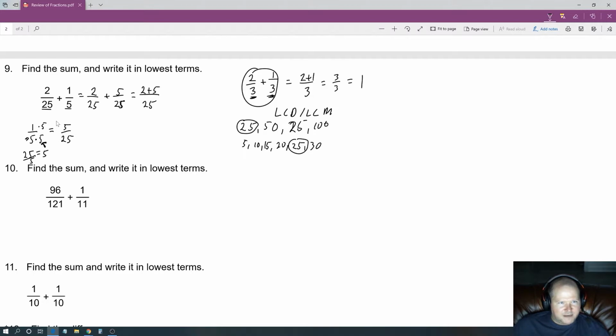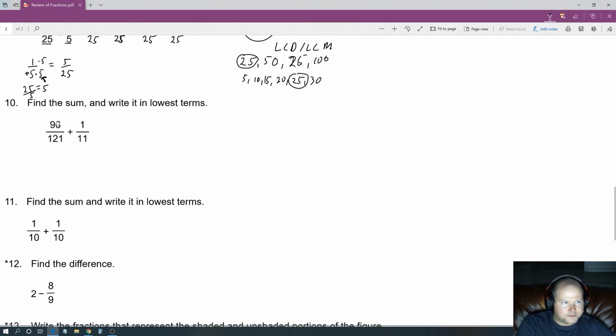So I say 2 plus 5 is 7, and that's over 25. Now, at this point, I would try to reduce this, but there's no common factor between a 7 and a 25 besides 1, right? I can divide 7 by 1 and 25 by 1, because you can divide anything by 1. But that's all I can divide it by, right? I can divide 7 by 7, and I can divide 25 by a whole lot more, but I can't divide it by 7. So besides 1, there's no common factor. That means this is in the lowest terms.